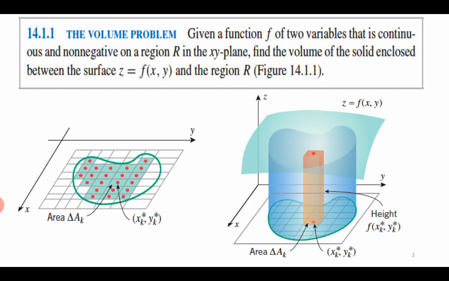Here the problem is the volume problem. Given a function f of two variables that is continuous and non-negative on a region in the xy plane. Just like we should recall our first integration, the single integration: when there is a function f of x, if you integrate from a to b, you are finding the area below the curve above the x-axis between a and b, isn't it?